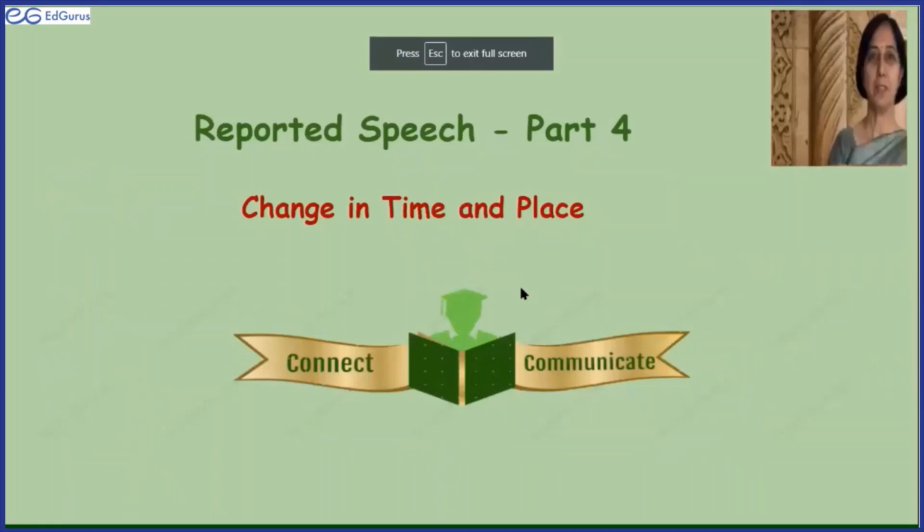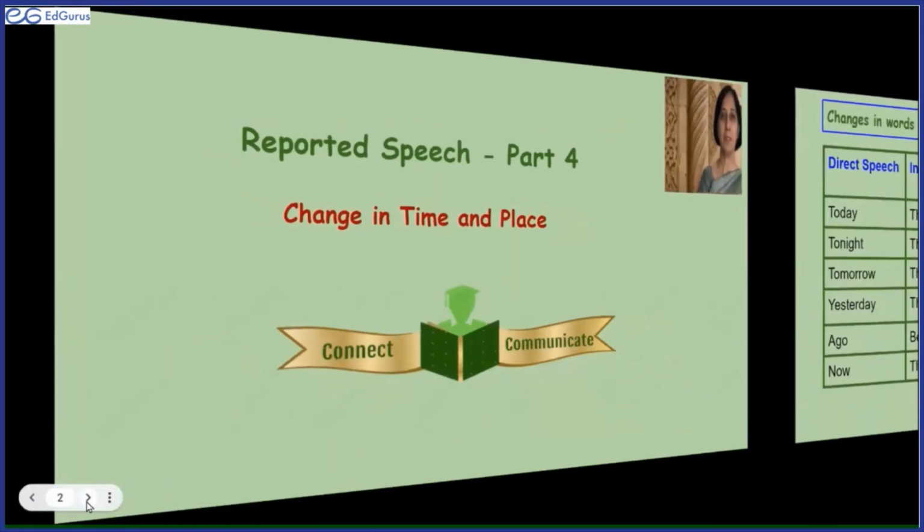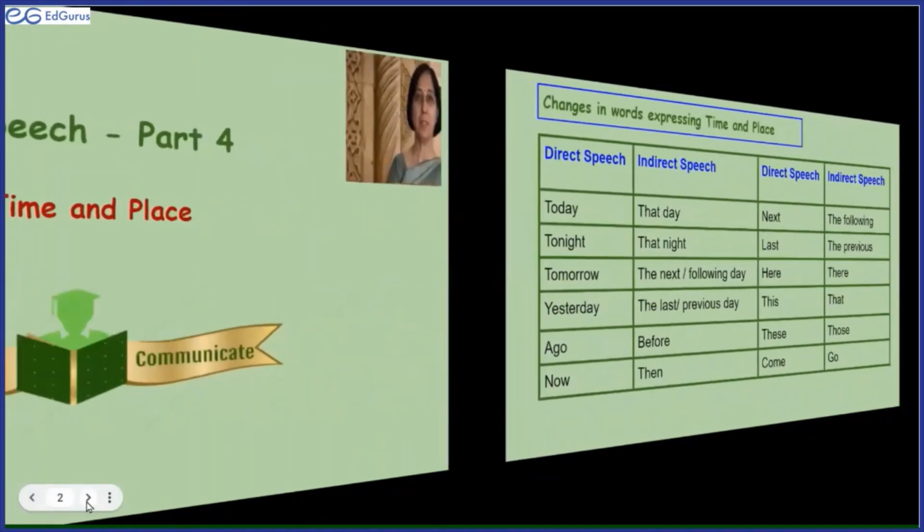Yes, in this part 4, now we will discuss how the time and place words are changed when we change a direct speech into indirect speech. Now you must be thinking, what time and place? Time and place meaning yesterday, tomorrow, today, right? And place meaning here, there, ago, etc.